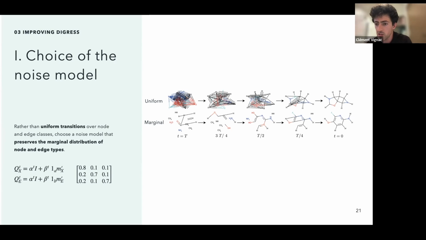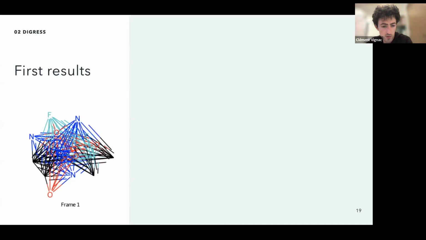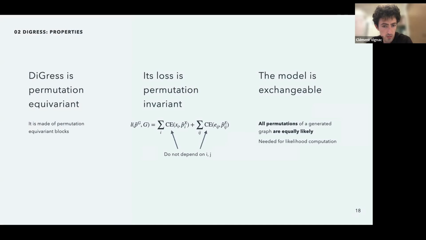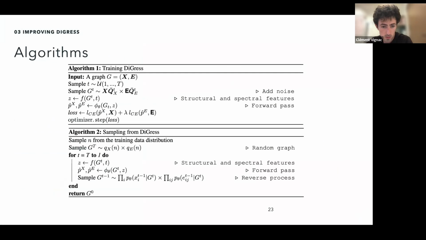Okay, this is something completely different. Let's go to the algorithms maybe. Yes, at the bottom. So we compute probabilities at every step, but then we don't diffuse the probabilities. We sample from the probabilities to get a discrete value, and we repeat the process.